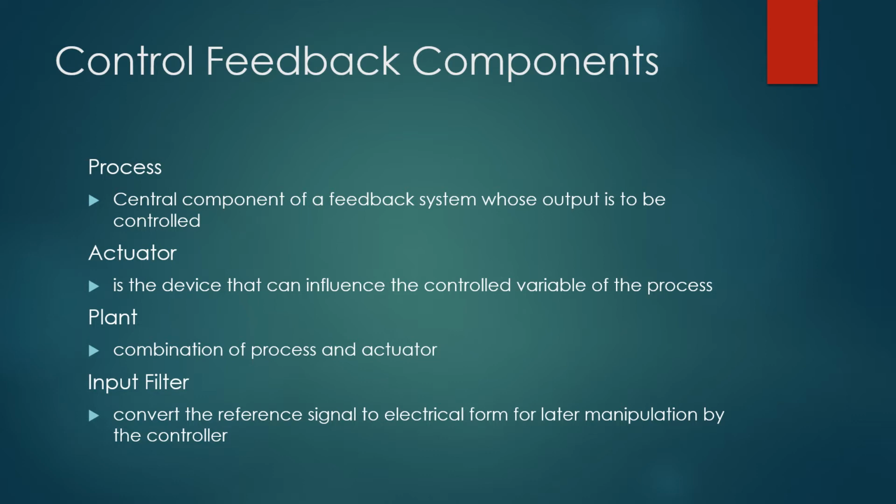The process itself is the main component of a control system. This is what we're trying to achieve. Through the use of the process, we can actually control the desired output or the variable of the desired output. Now, the process itself is controlled by an actuator.